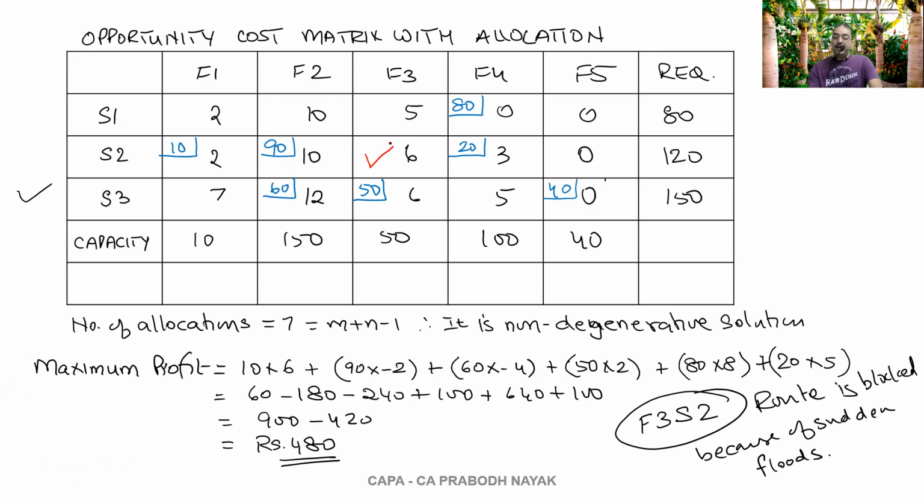Now, this particular adjustment I will not consider till I reach my final solution. Now, I told you, this is my final solution. Normal problem of transportation. This is my final solution. After doing that, I will say, arey, F3S2 route is blocked. Okay. In that case, this cost will not be taken as 6.